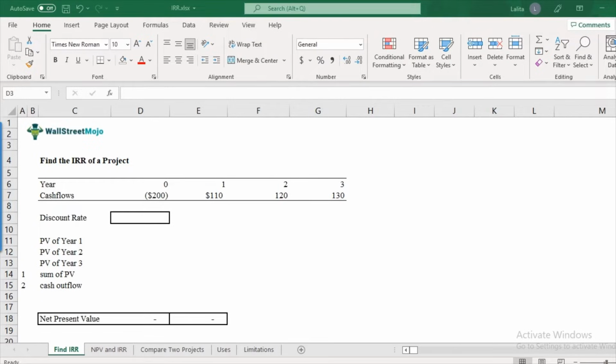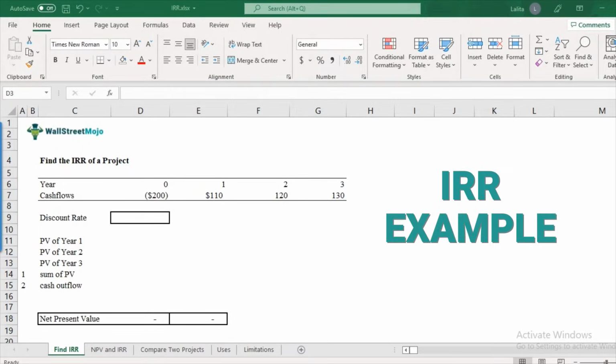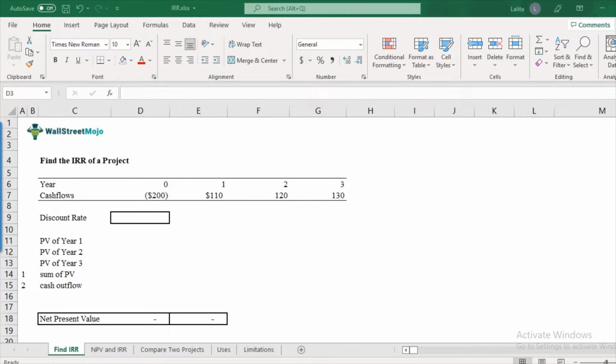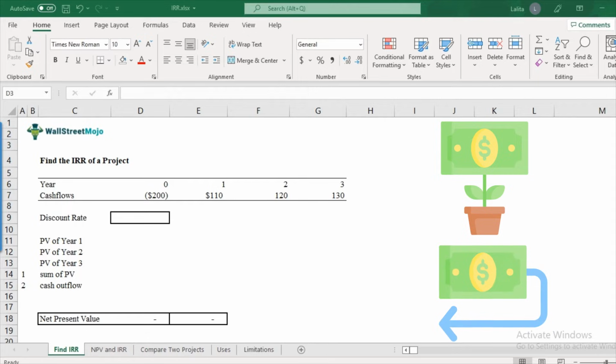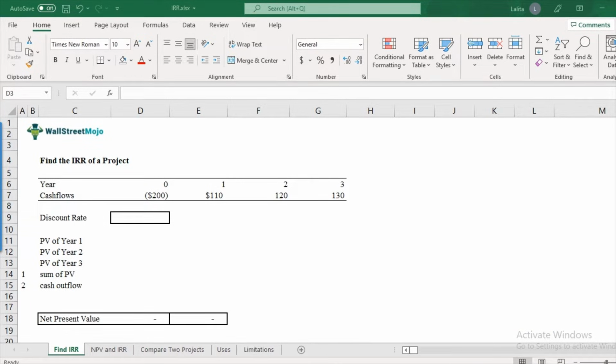So let us understand this concept of internal rate of return with the help of an example. Now, in this sheet we have a project, and this project is a very simplified project. In any project, what you do essentially is you start with an investment, a capital investment, and then you expect returns over a period of time. So here also we have this project which is a cash outflow of $200 in year 0. And 1, 2, 3 represents the cash inflows from this project. After year 3, there is nothing as such, the project closes.